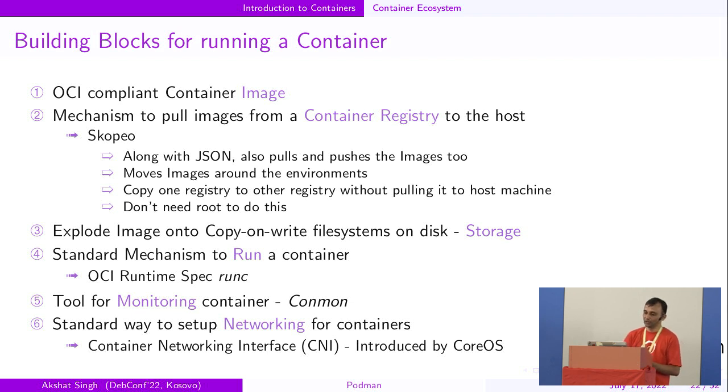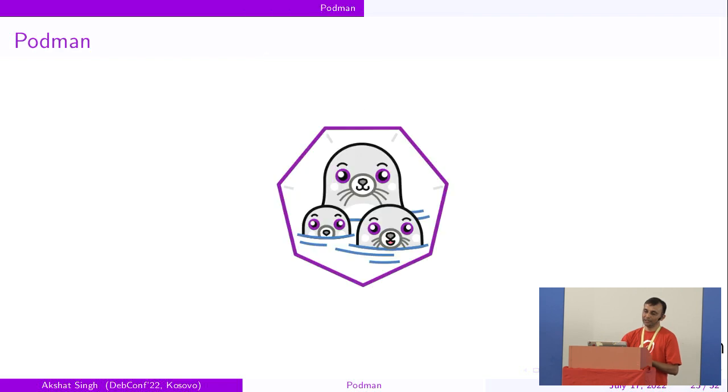The other thing we should have is storage for exploding our image, and a standard OCI compliant runtime, and a process for monitoring the container, so that Podman or Docker doesn't have to continuously monitor that process. That command does the job, captures the last process state, stores it, and then exits. And then networking. The container networking interface is a networking protocol that was introduced by CoreOS. So these are the basic building blocks for running a container.